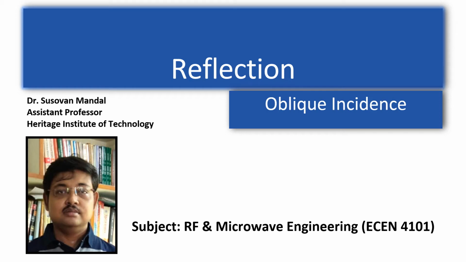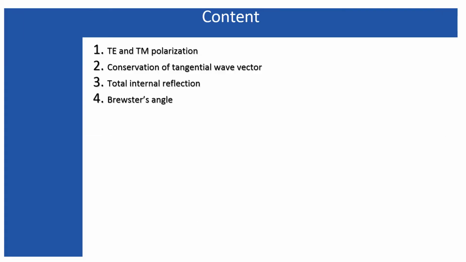Reflection due to oblique incidence. This is the first time you are going to be introduced to two-dimensional wave propagation. And here the TE and TM polarizations play a major role, and that will be discussed in this lecture.